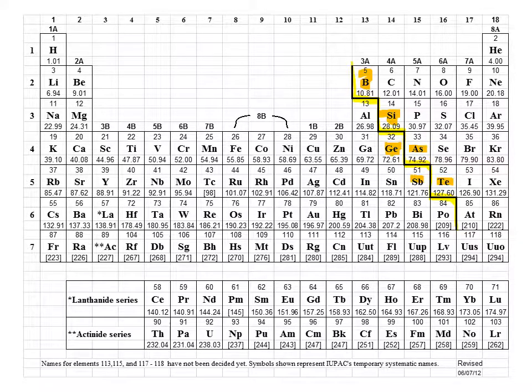And I didn't bother with At, which is astatine. It's a rather rare element, and it's not something we're going to see in our discussions. So there are really only 6 metalloids that we need to worry about here.